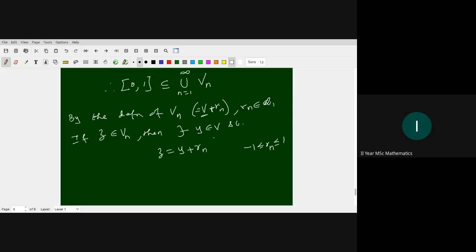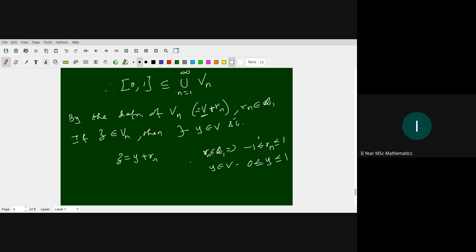V is a member of the equivalence classes, a subset of the union of equivalence classes. The equivalence class union is exactly [0, 1]. So the range of y is [0, 1]. Which means Z equals y plus Rn. Rn belongs to Q in [-1, 1], so its range is this. The y belongs to V, its range is this.